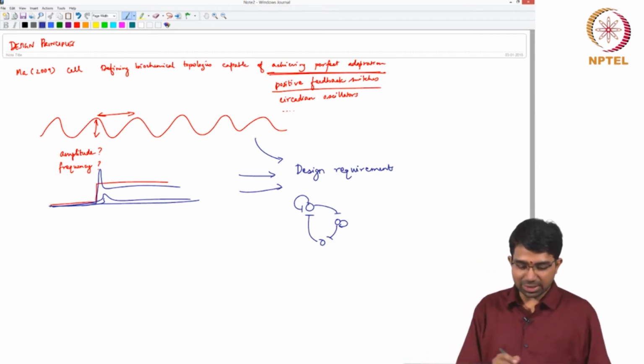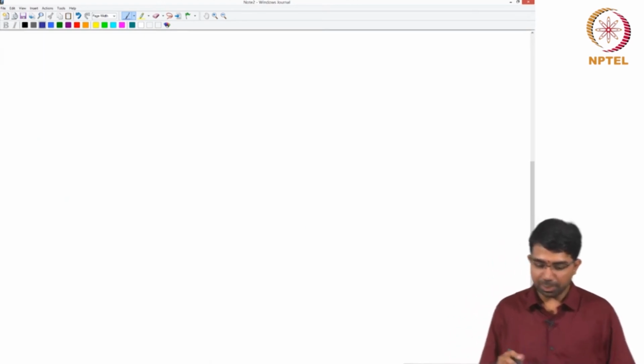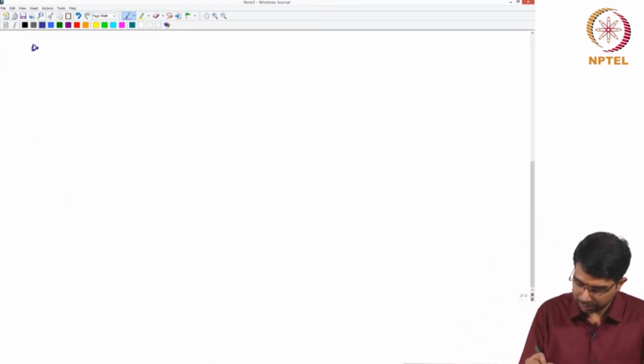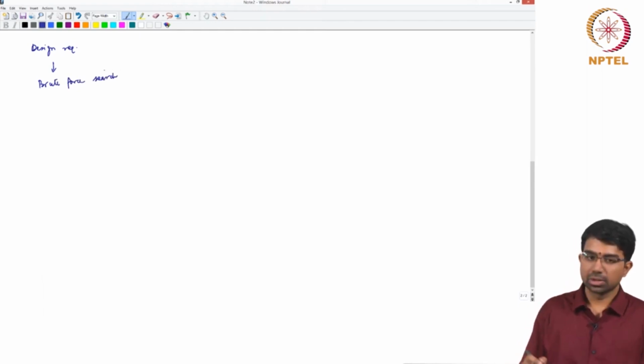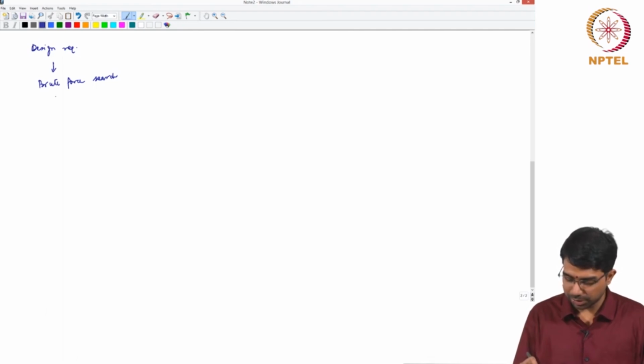So, the idea is what Ma did was they had a particular design requirement, and then what they did was a brute force search. This goes back to what we discussed a little earlier during robustness.